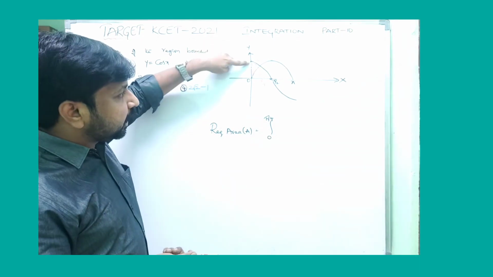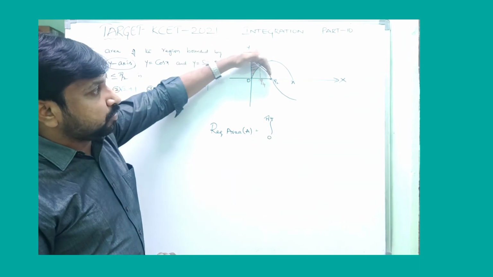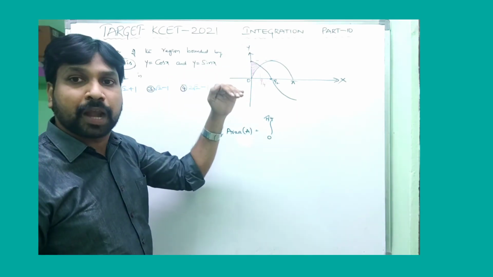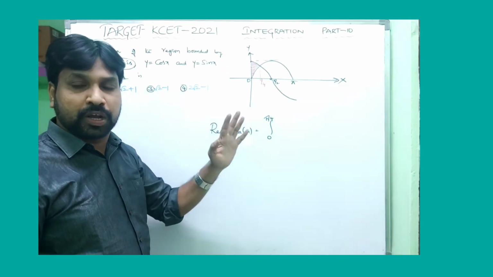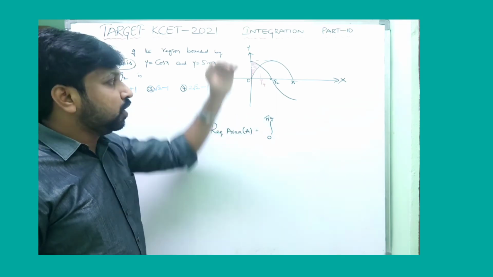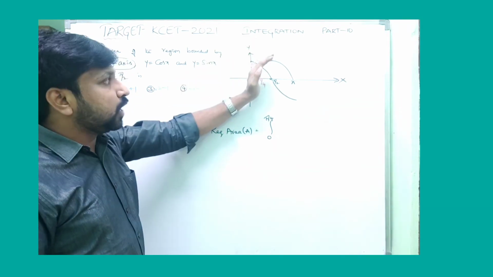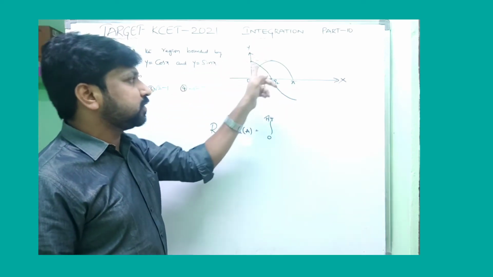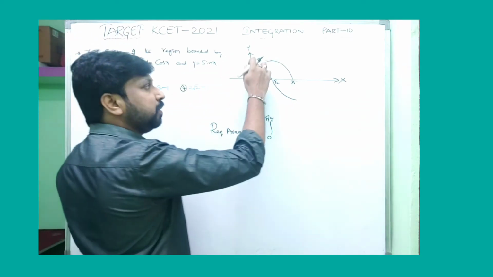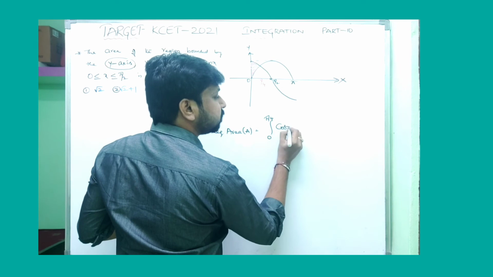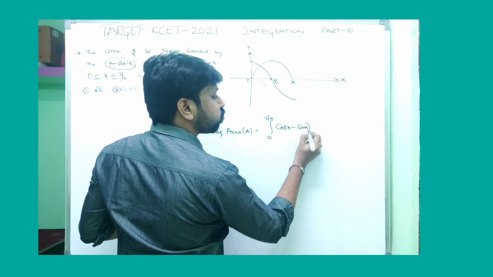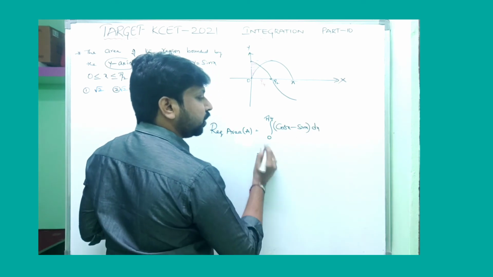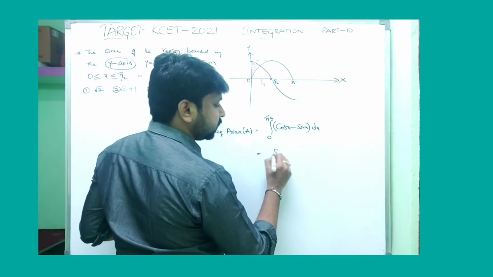If you observe very clearly, the cos x graph is the upper curve. Always you are going to subtract upper curve minus lower curve, then only the area will be positive. That's why the upper curve is cos x and the lower curve is sin x. You remove sin x from cos x, and you will get the area in between. So that's cos x minus sin x dx.